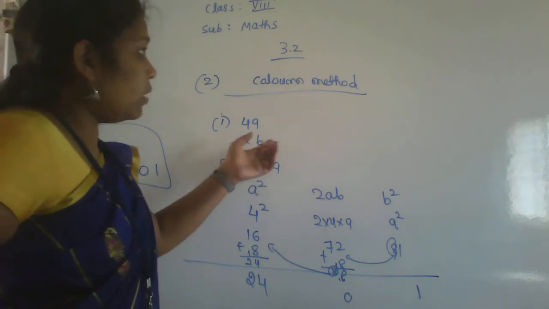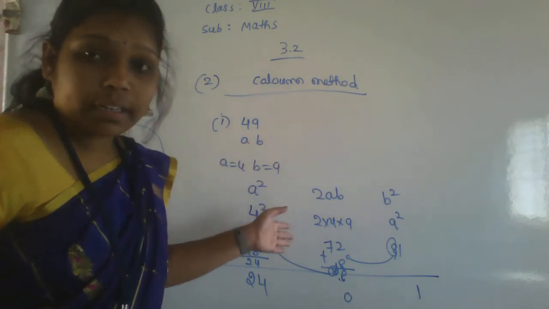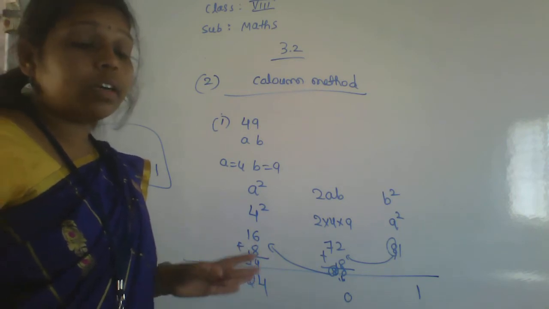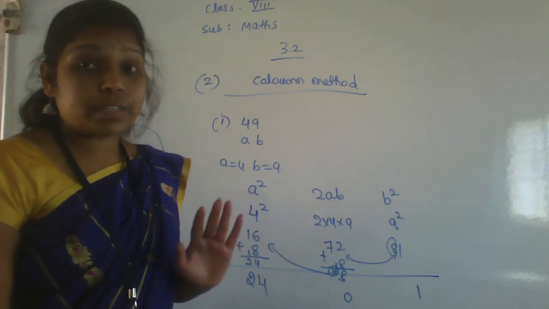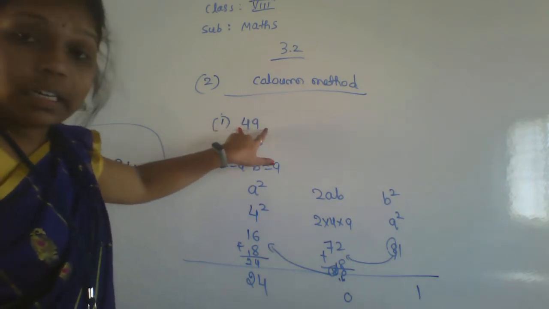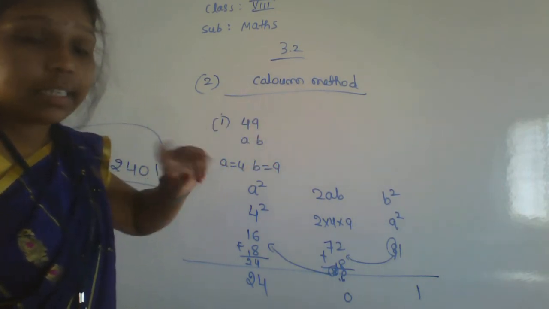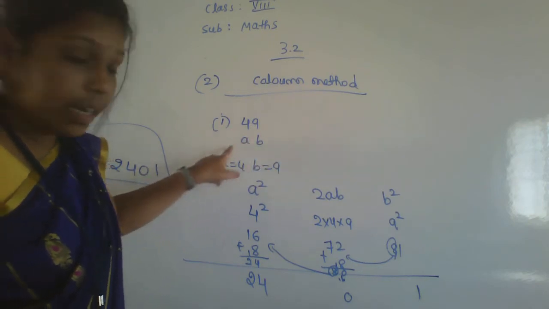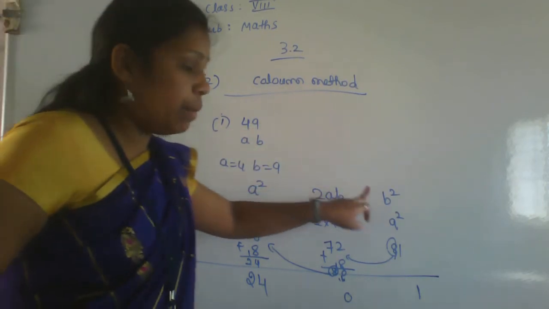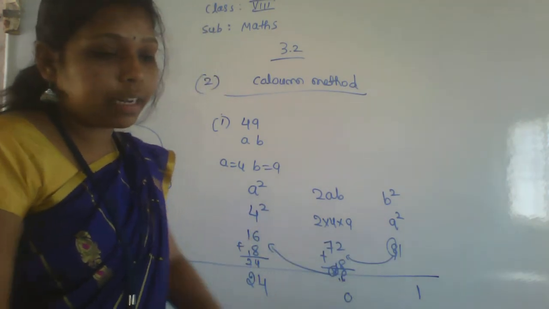This is called as the Coleman method. So they told to find the square of a number using the Coleman method. If there is a two-digit number, consider it as A and B. Here A is 4 and B is 9, and A square, 2AB, B square. Like that you have to take.